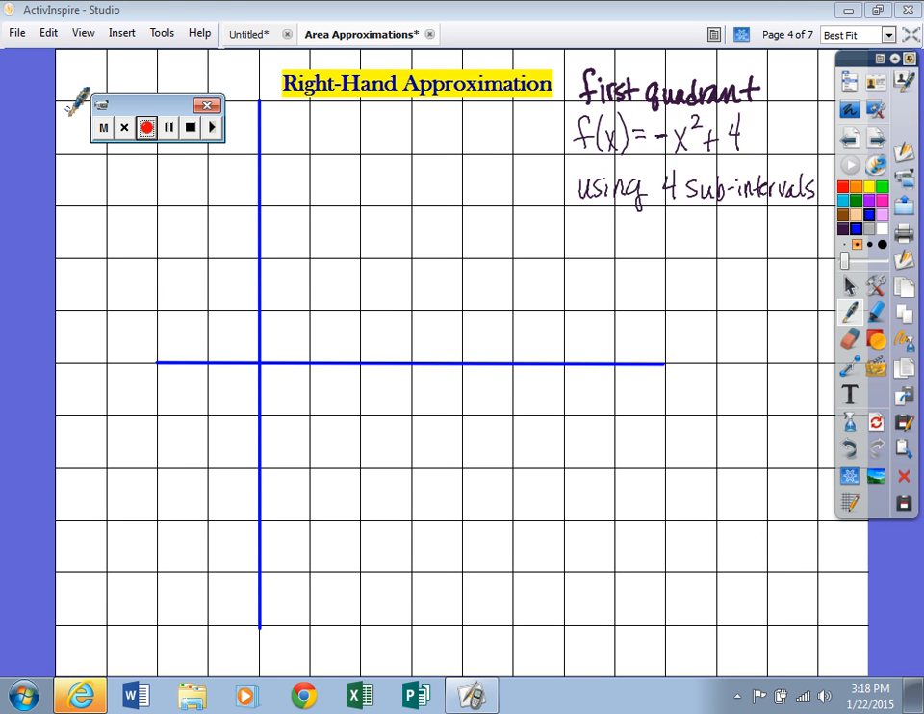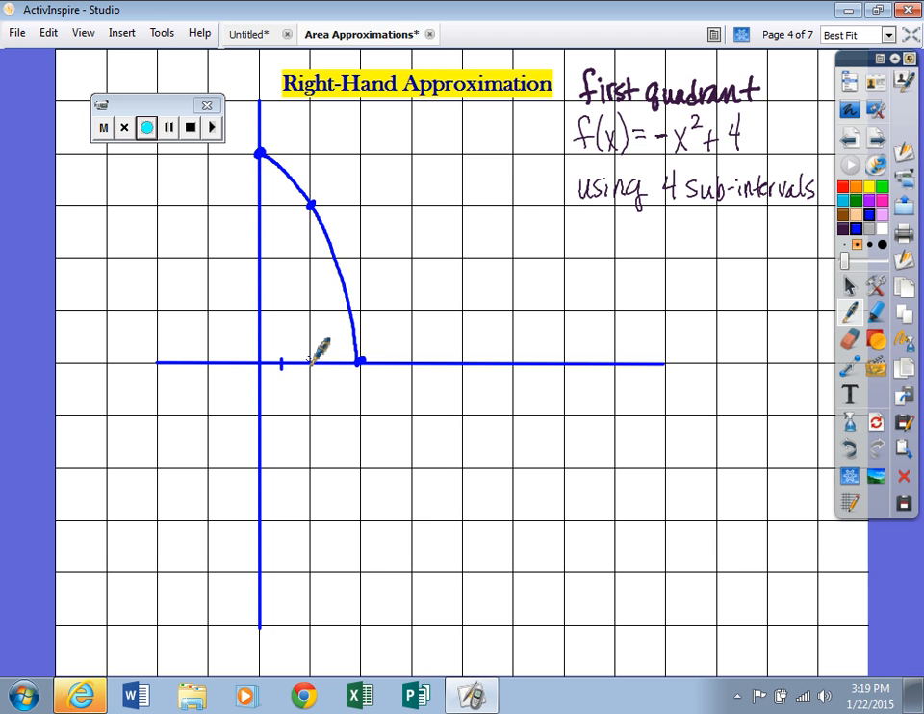A right hand approximation is going to be very similar to the left hand approximation, except you start on the right side of your picture. So you're going to want to graph your function first. And now we need to fit 4 rectangles in here, but on the right side of our picture is where we would start. Okay, so based on that, I still need to divide this into 4 sub-intervals.